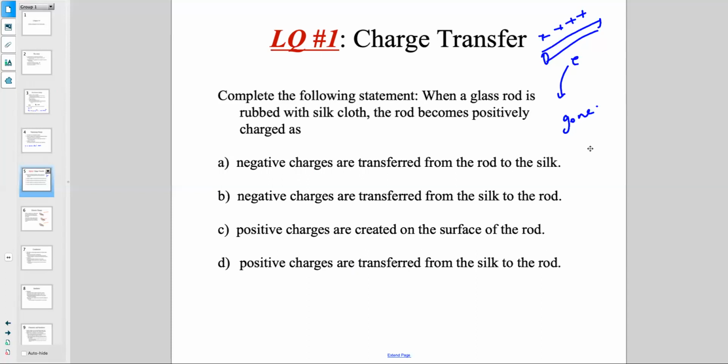Positive charge are created? No, that's absolutely incorrect. Positive charge are transferred? Positive charge do not move. Protons won't move. Protons are in the atom's nucleus, they are fixed inside the material. They won't move. However, electrons can move. So negative charge are transferred from the rod to the silk. That would be your correct answer.